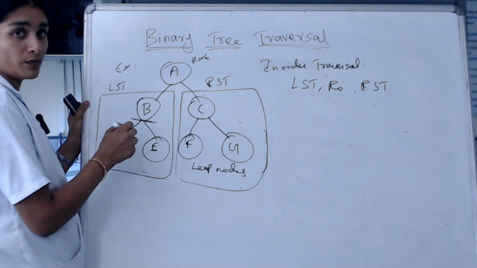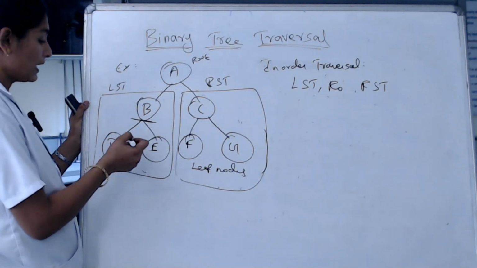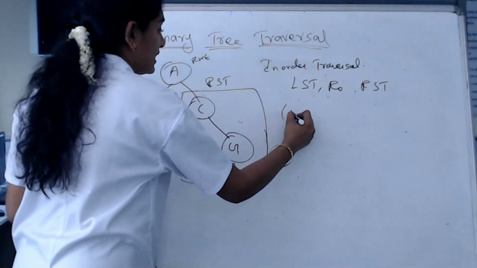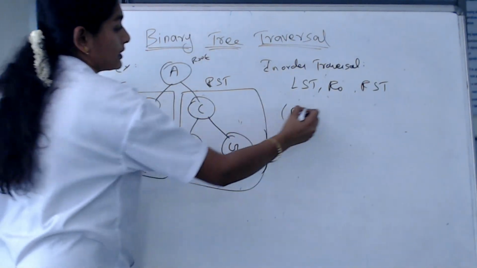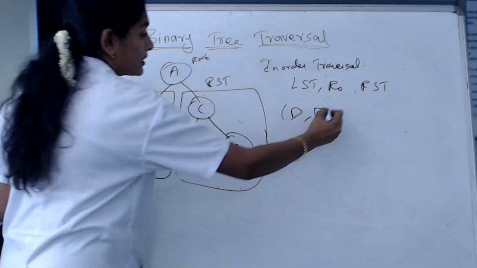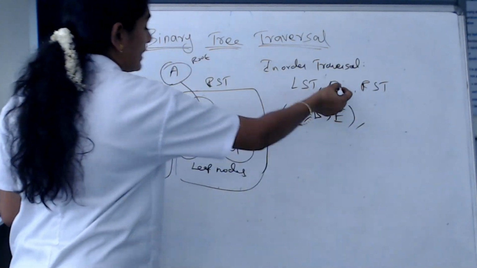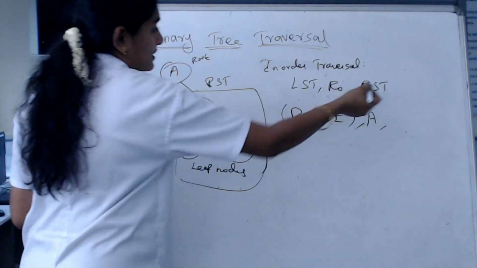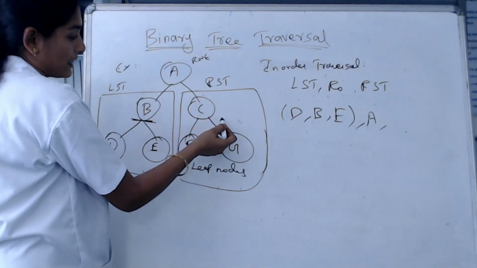Again we have to follow the recursive process. Yes, left, root and then right. Left is node D, comma root node, that is B, and right node, that is E. Okay, next go to root node. Here root node is A. Yes, next right subtree. Come to this right subtree.